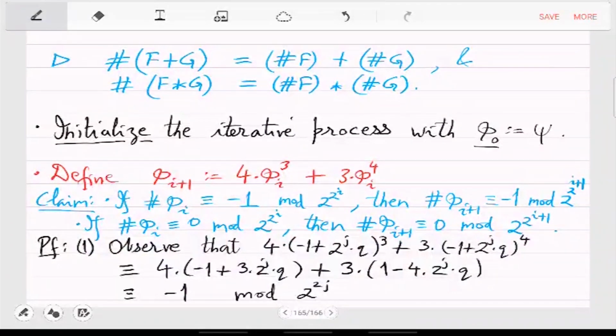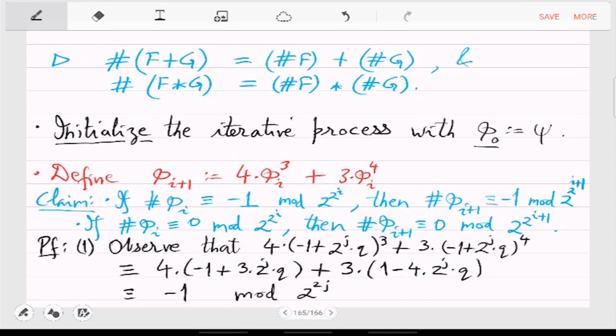Okay, because next when you look at the expansion in cube, the third term is actually 2 raised to j square, and in 4th power also the third term is 2 raised to j square. So actually those are the only terms we have dropped. They are multiples of 2 raised to 2j, or 2 raised to j whole square, right? And modulo this, the value is still minus 1. So that essentially gives you the proof of the first case.